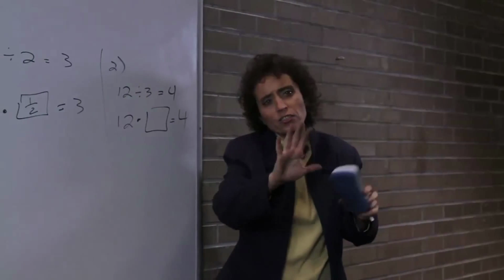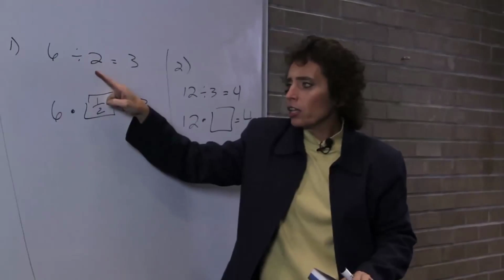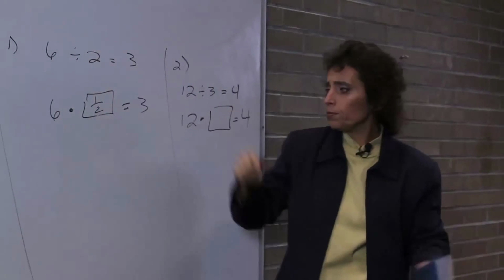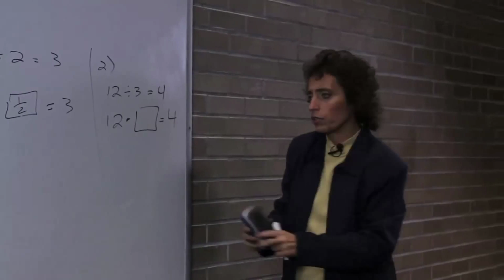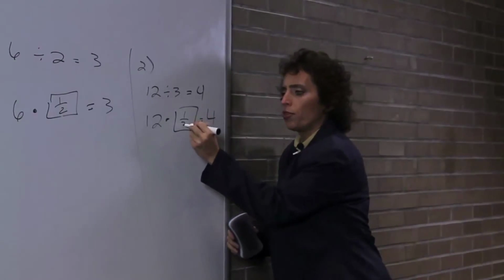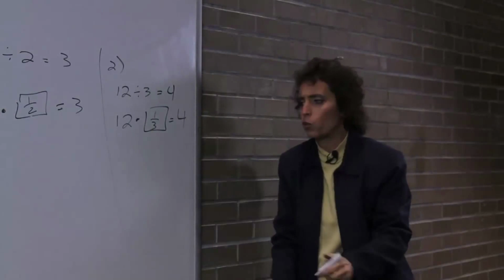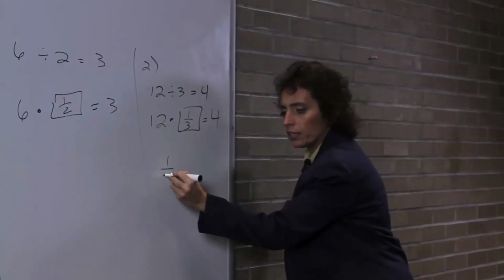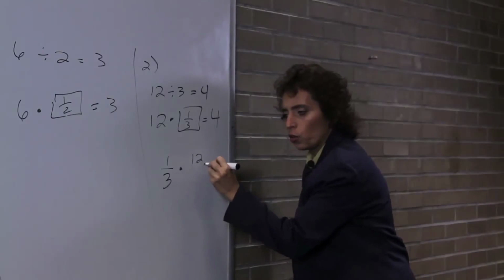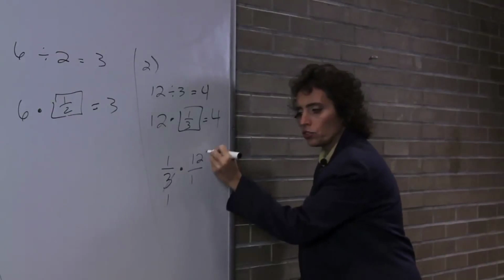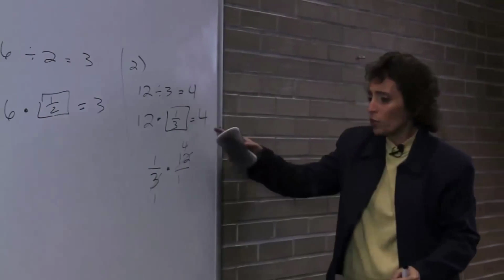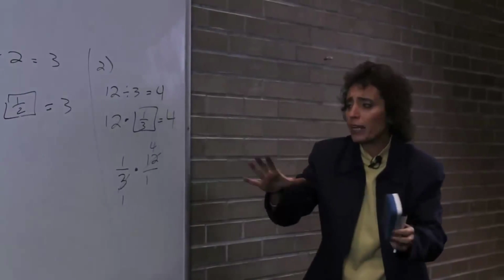Let's just see if the pattern works out. Here, it looks like I just put a 1 on top of this 2. Would a 1 on top of this 3 work? Let's make this 1/3. Let's just see if it works. 12 times 1/3, or 1/3 of 12. Well, 3 goes into 3 once, 3 goes into 12 4 times. So it is 4.